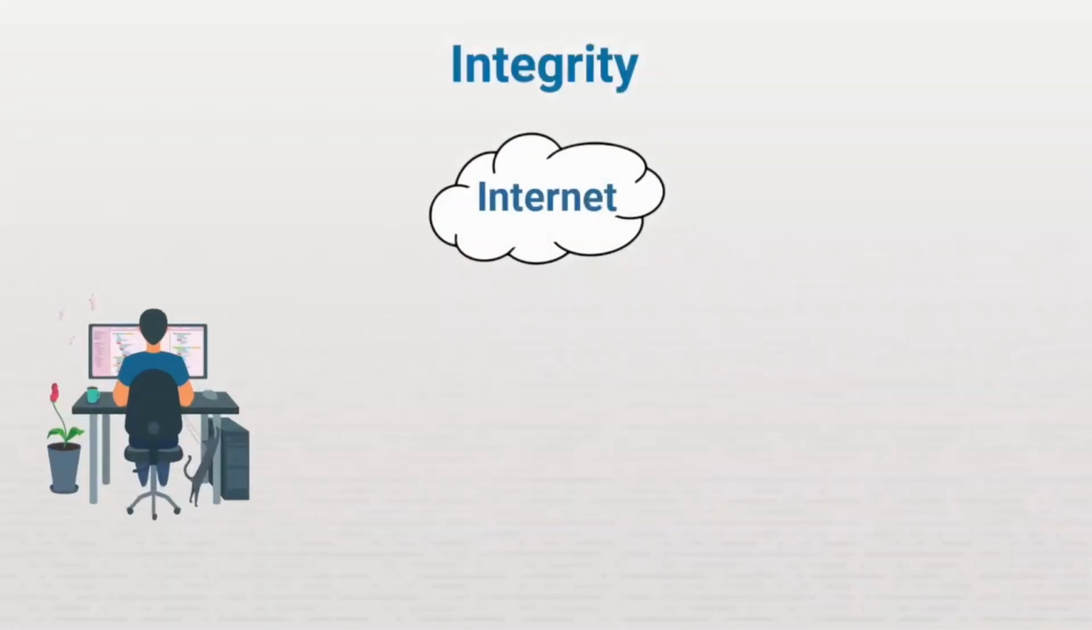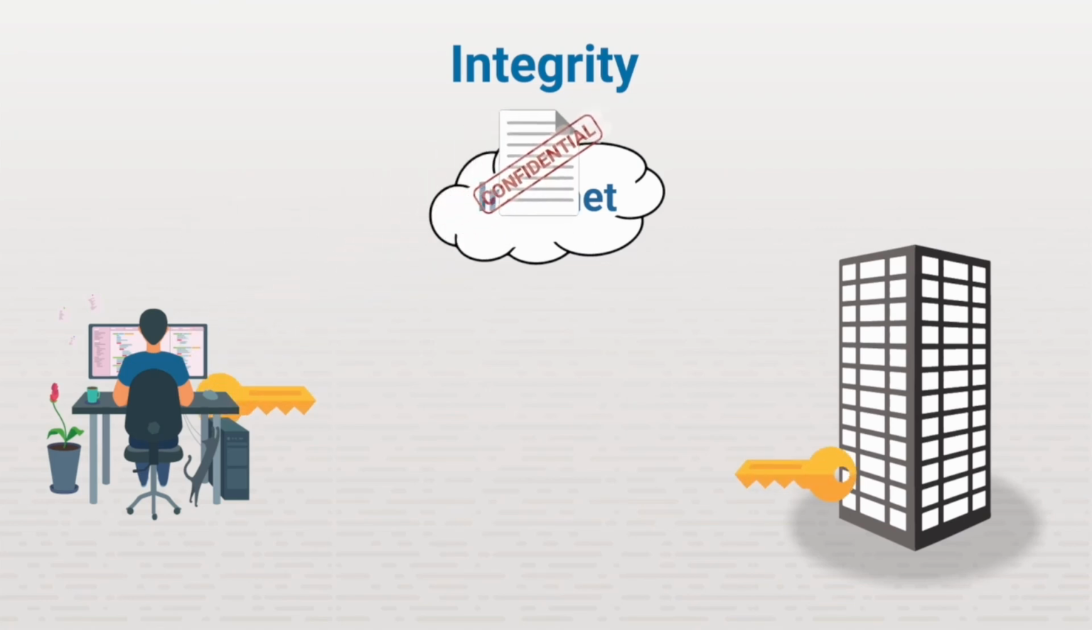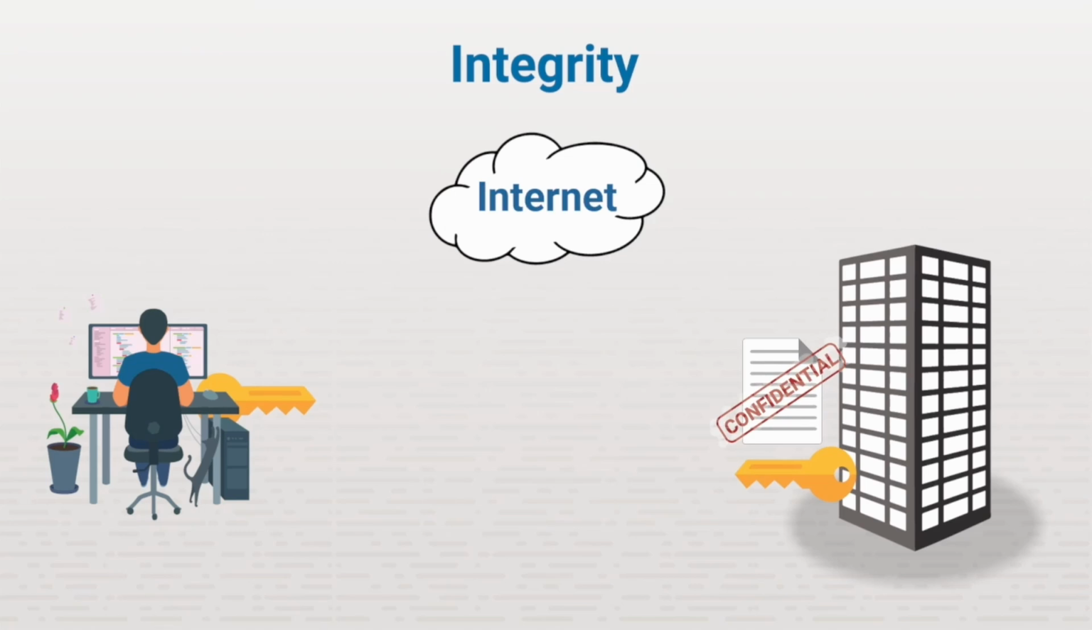For example, John needs to send a file that contains sensitive information to his company's headquarters. To ensure that data integrity is maintained during transit, John uses a digital signature. A digital signature uses a hashing process that includes encryption keys to allow only the recipient to open or access the file.